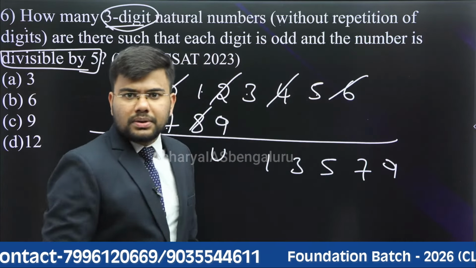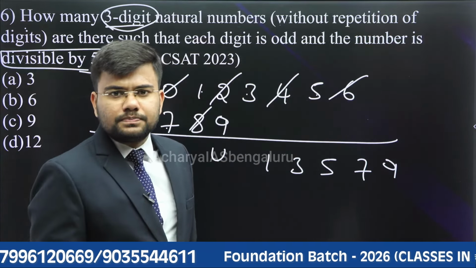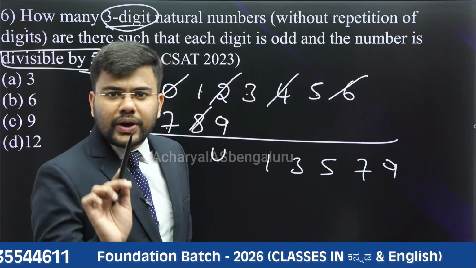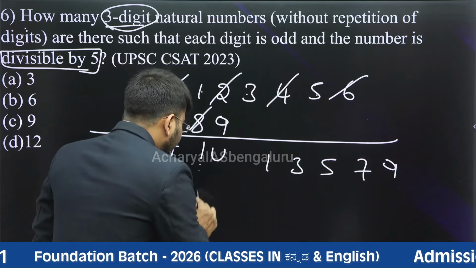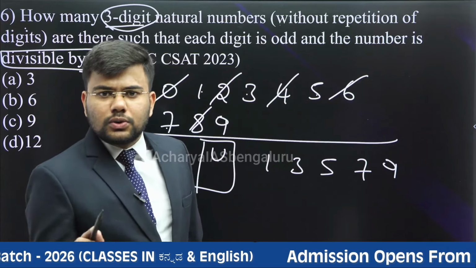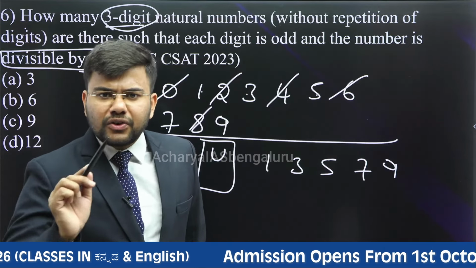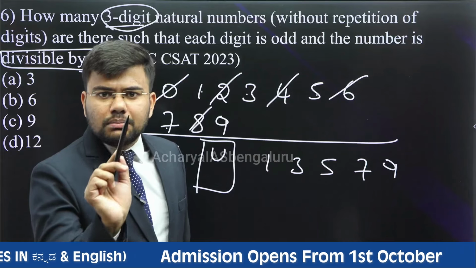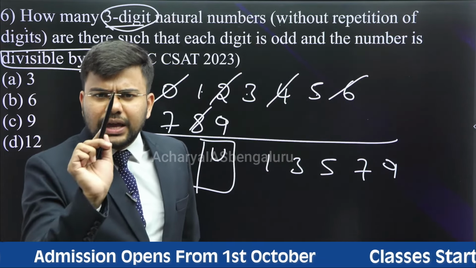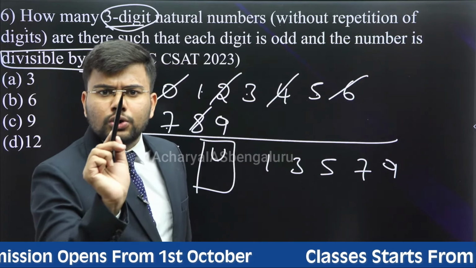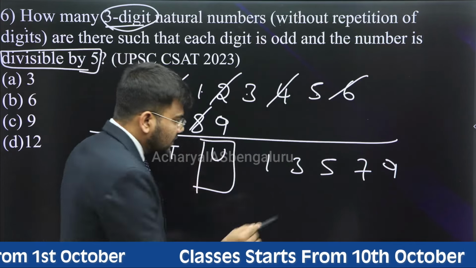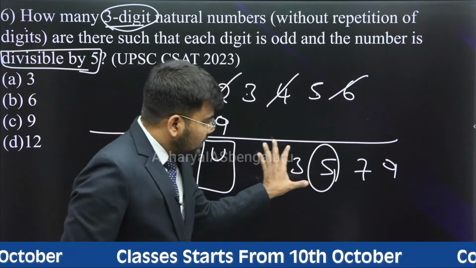These are the numbers. Sir, but the question is, the number should be divisible by 5. That means in the units place, the number should have either 5 or 0. Why, sir? 25, 30, 35, 40, 45, 50. These are the numbers which are divisible by 5. That means if a number has to be divisible by 5, in the units place there should be either 0 or 5. Hence, here I have to put either 5 or 0. So I will fix only 5.